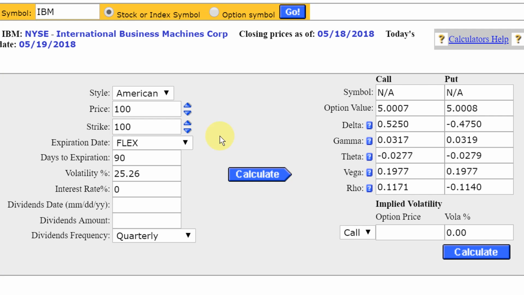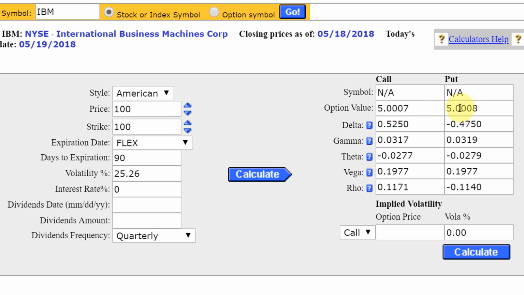All right, so let's go back and reset this model. Just use some manual figures in here. I'm going to make the stock price 100, the strike 100, time to expiration 90 days, zero interest rates, and I've chosen this odd sounding volatility here at 25.26. I did that to give us a nice round option value of $5 for the call and $5 for the put.